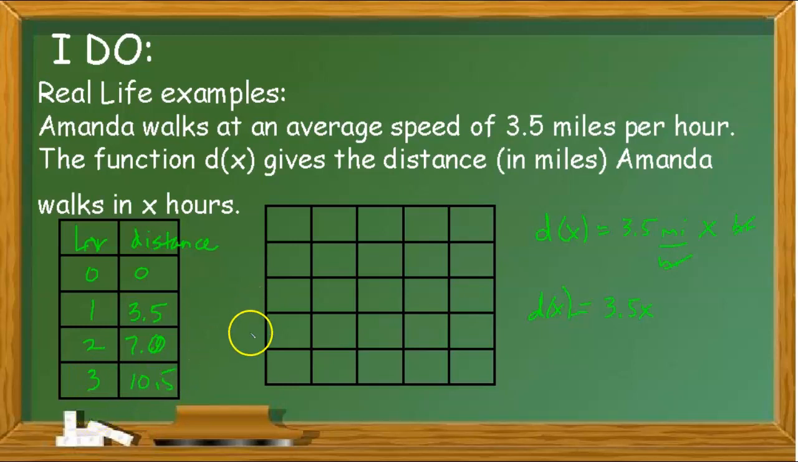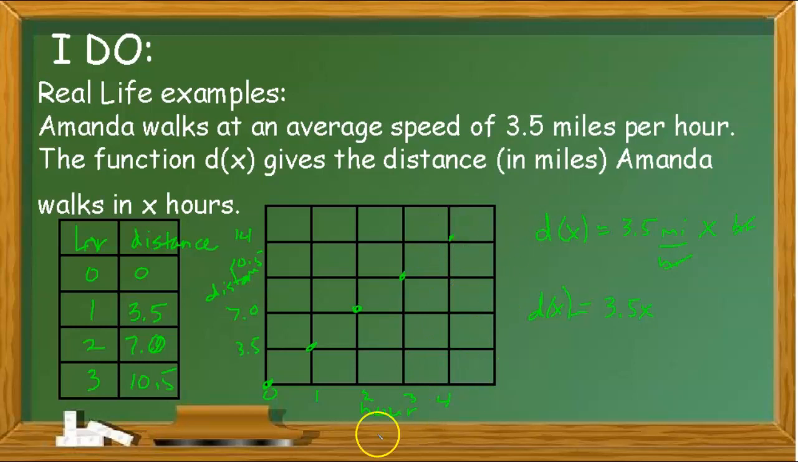Okay? And so when I go to my graph, I'm going to have the number of hours and the distance. Okay? So we're going to have 0, 1, 2, 3, 4, and so forth. And I'm going to go up with these evens here, which makes it a little bit easier, and that would be 14 there. And so 0, 0; 1, 3.5; 2, 7; 3, 10.5; 4 would be, and so forth.